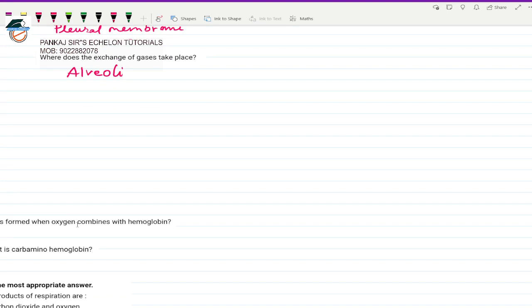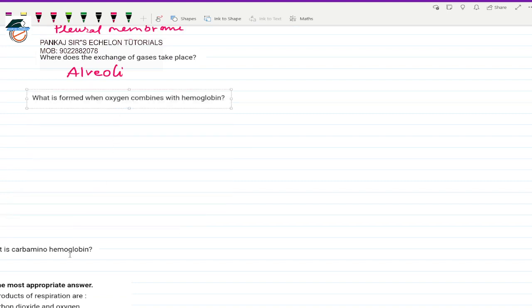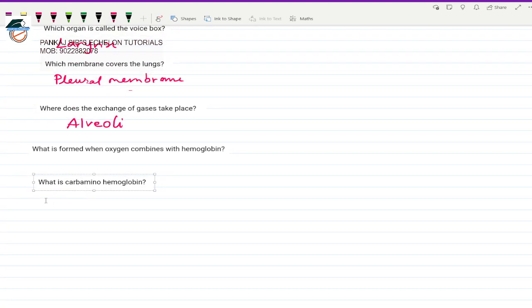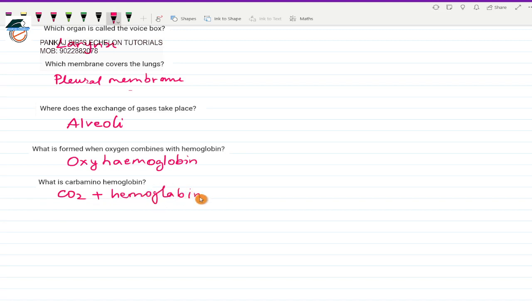Moving to the next one. This is also a one word answer. What is formed when oxygen combines with hemoglobin? When oxygen combines with hemoglobin, a new compound which is formed is known as oxyhemoglobin. Simple. And what is carbinohemoglobin? Carbon dioxide combines with hemoglobin to form carbinohemoglobin. Carbinohemoglobin is carbon dioxide plus hemoglobin. That's the answer.